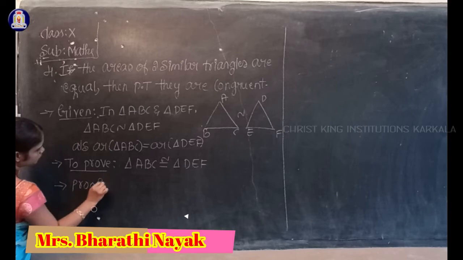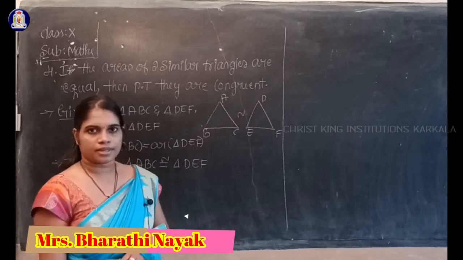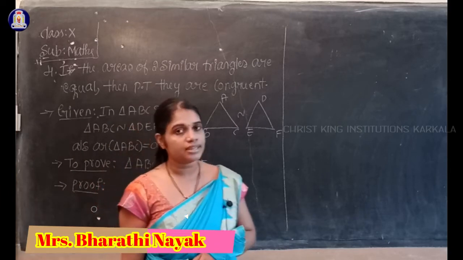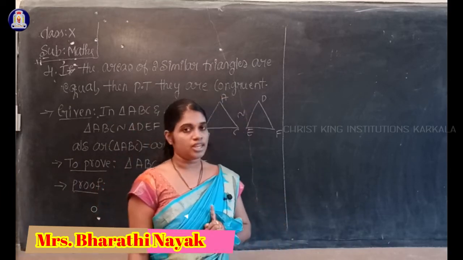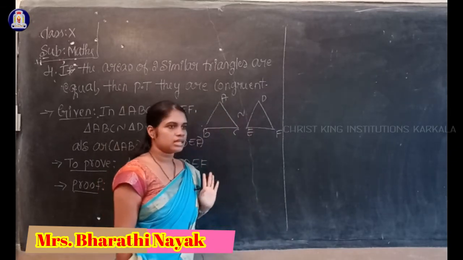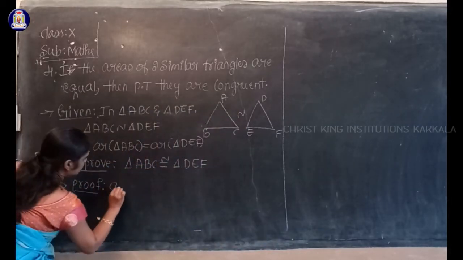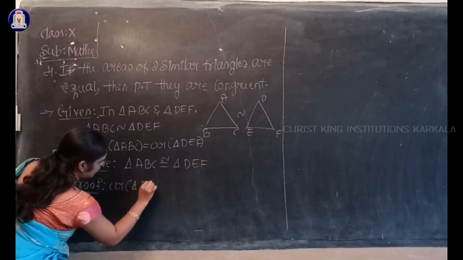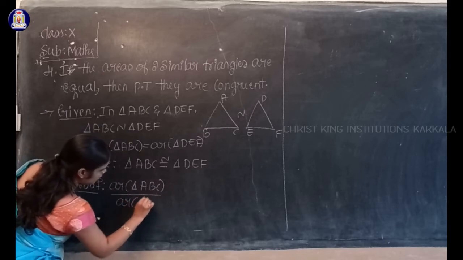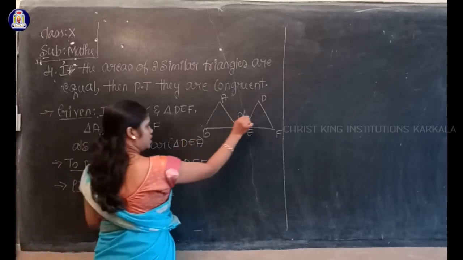Proof. We have studied the area theorem. According to the area theorem, the ratio of the areas of two similar triangles is equal to the squares of the ratios of their corresponding sides. Since these two triangles are similar, can I use that theorem here? Yes. So according to the area theorem, area of triangle ABC by area of triangle DEF equals the squares of the ratios of their corresponding sides.